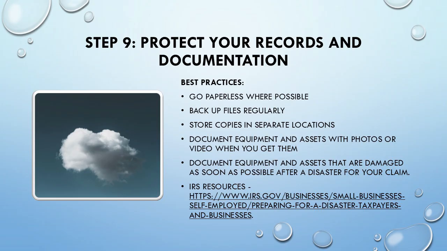Document equipment and assets with photos or video when you get them. And then also document equipment and assets that are damaged as soon as possible after a disaster for your potential insurance claim later. That way you have them if and when you need them. Keep supporting materials organized in an appendix of your emergency essentials for easy referencing. This makes it easier to find what you need during a high-pressure situation.